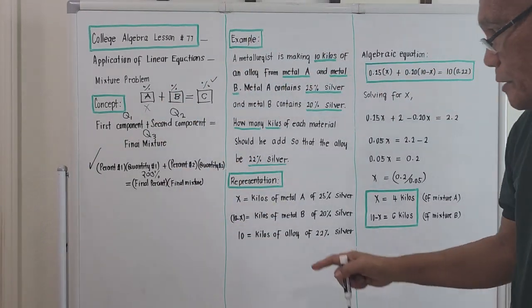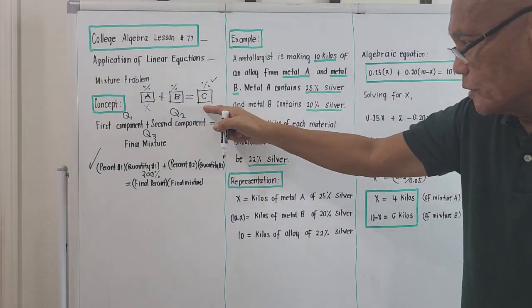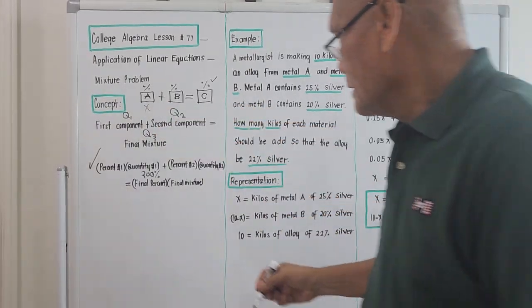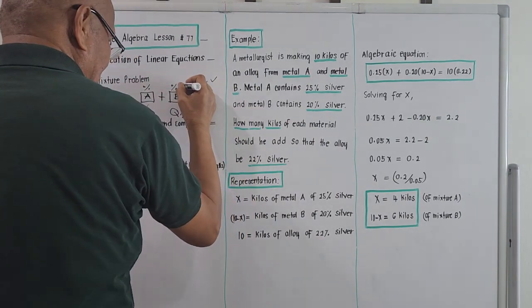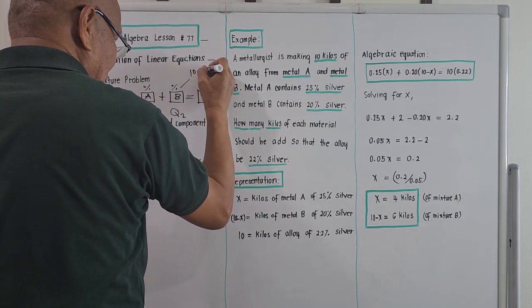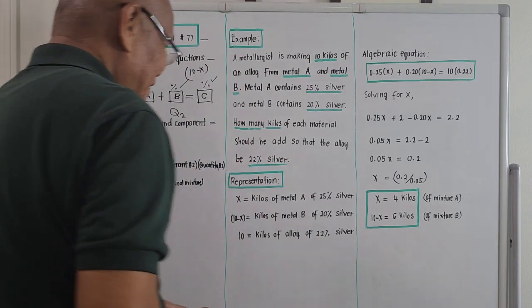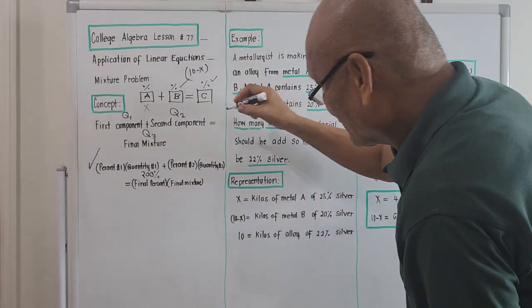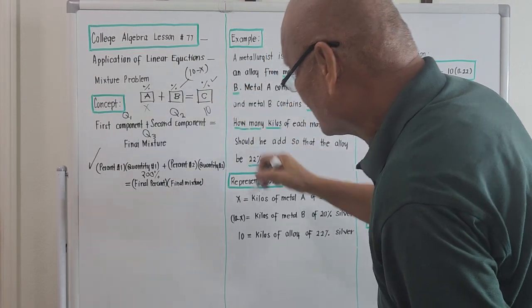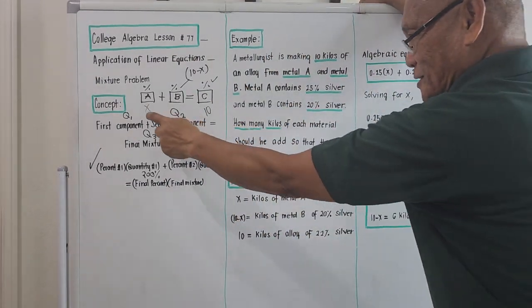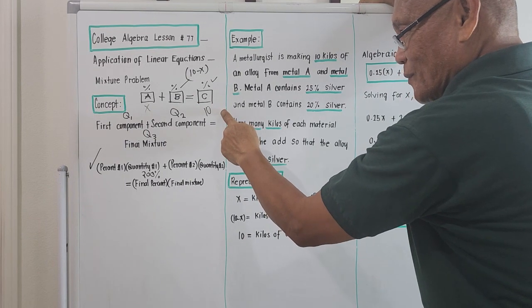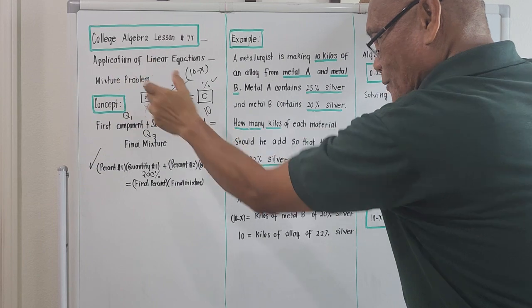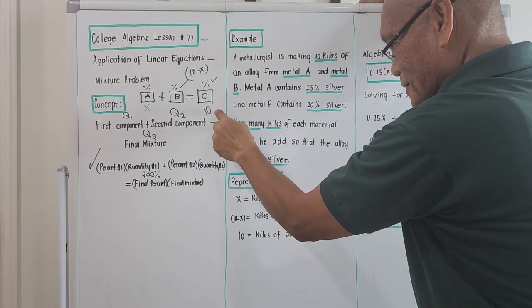Right? And since the total outcome should be 10 kilos, if this is X, this B here should be 10 minus X. Right? X kilos, the final weight of the mixture will be 10 kilos, right? So if this is X and this is 10, mixture B should be 10 minus X. So if you add these, what will come out will be 10 kilos, right?